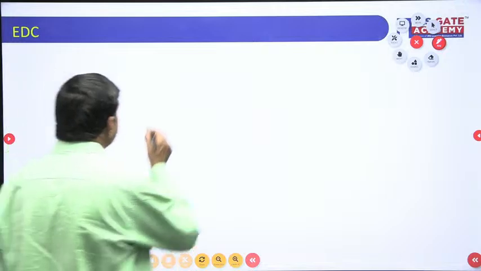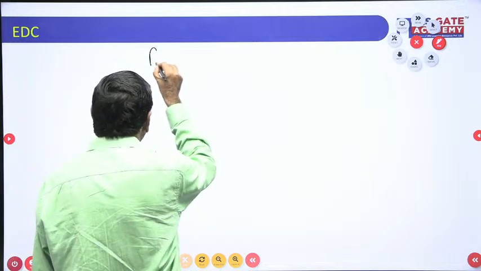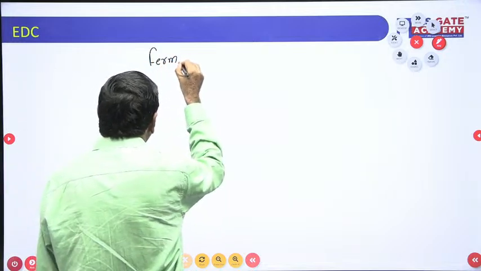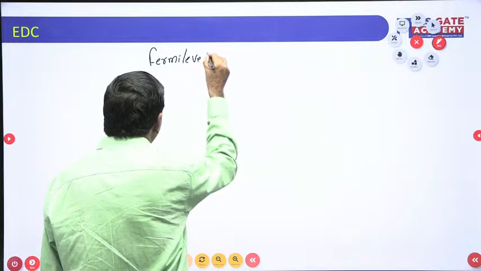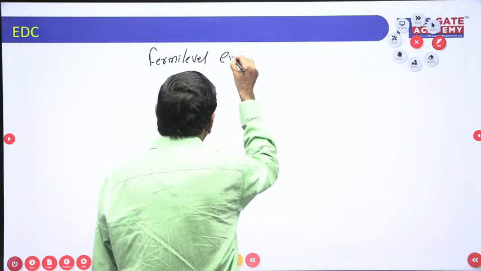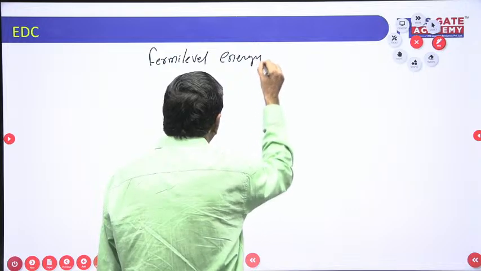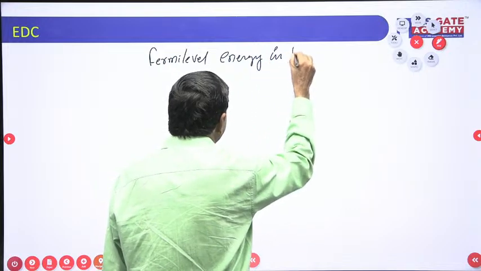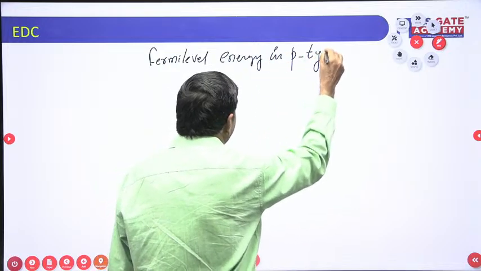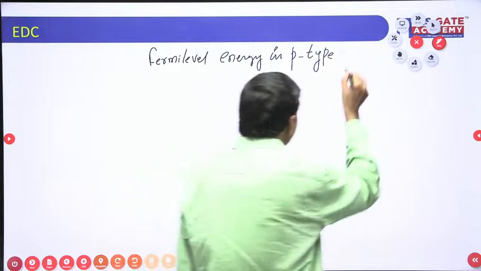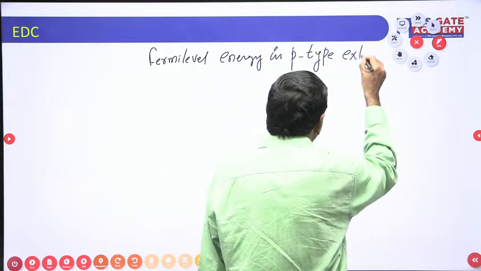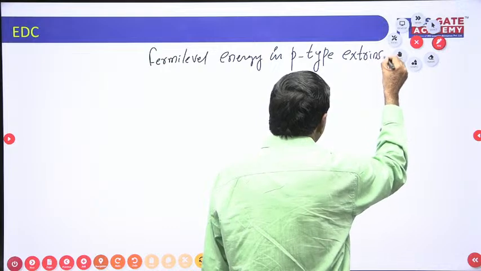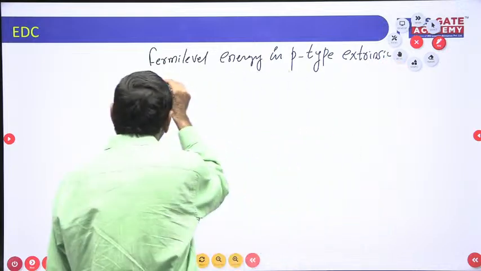The next one is Fermi level energy in p-type extrinsic semiconductor.